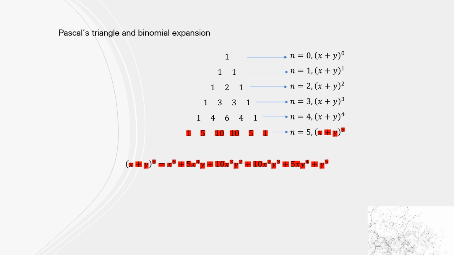So for this one, you should have got x to the 5 plus 5x to the 4 y plus 10x cubed y squared plus 10x squared y cubed plus 5x y to the 4 plus y to the 5.